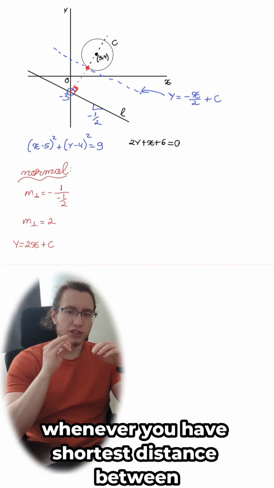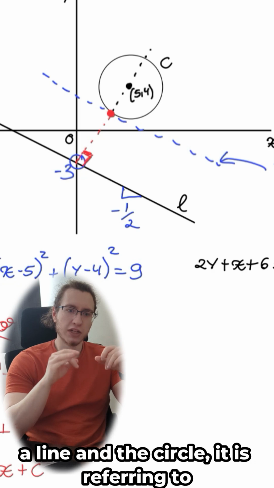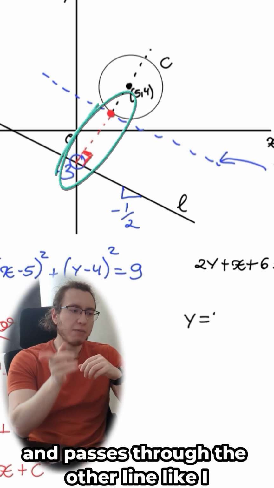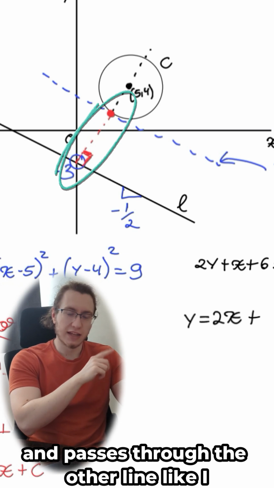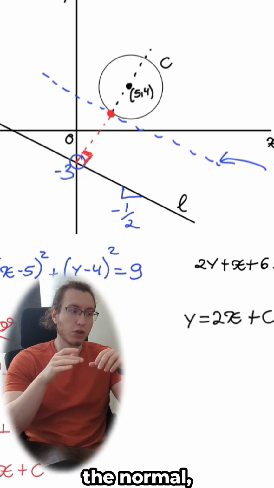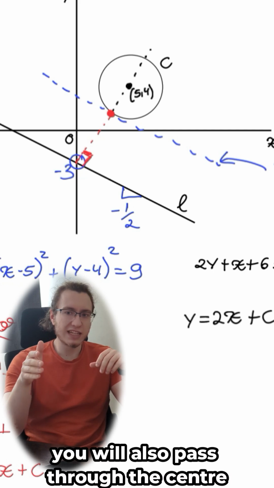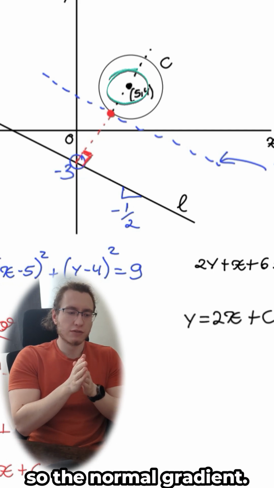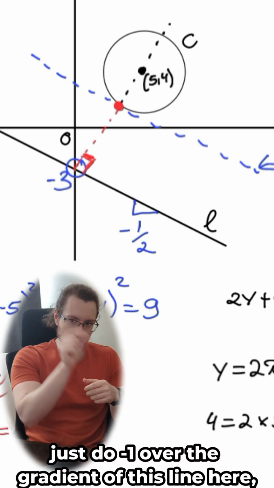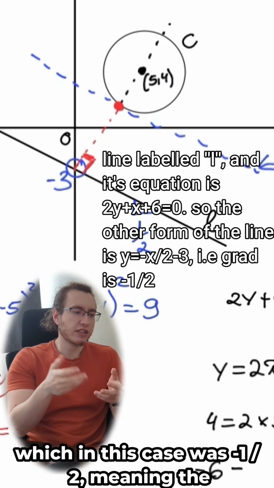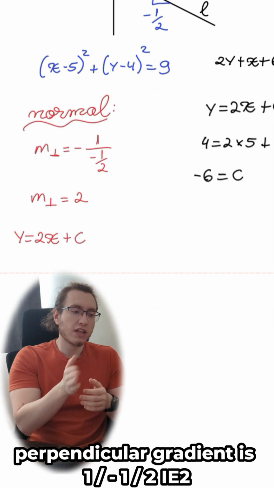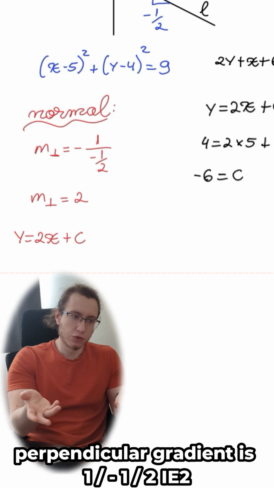Whenever you have shortest distance between the line and the circle, it is referring to the line which hits the circle at the normal and passes through the other line, like I have drawn here. And when a line passes through a circle at the normal, it will also pass through the center. So for the normal gradient, just do minus 1 over the gradient of this line here, which in this case was minus 1 over 2, meaning the perpendicular gradient is 1 divided by minus 1 over 2, i.e. 2 in this case.